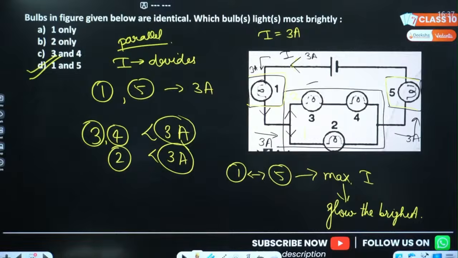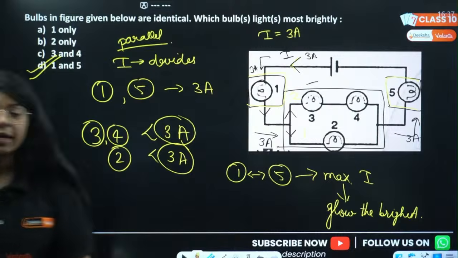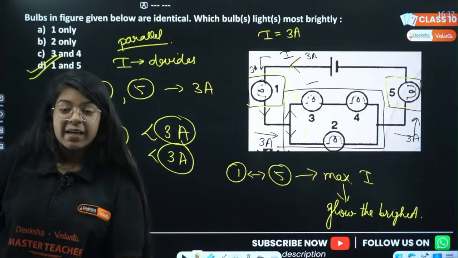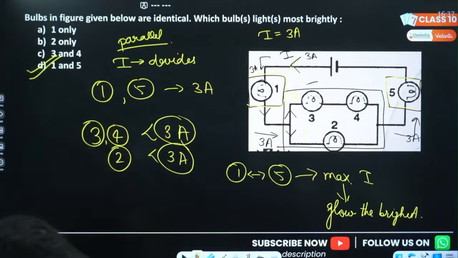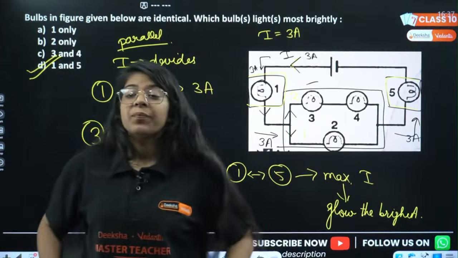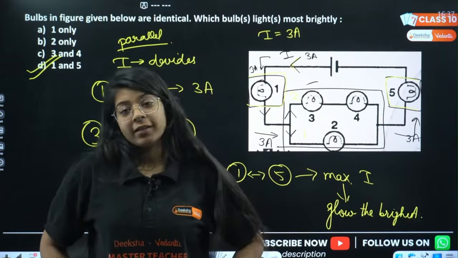Understood this question, why the first and fifth are glowing with maximum brightness? Because they are in series, and in series current does not divide. That's why they are getting the maximum current, and that is why they are glowing the brightest.